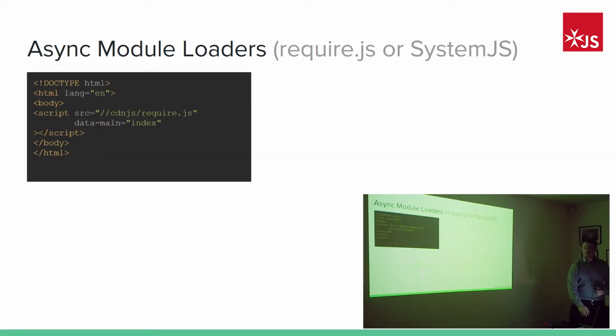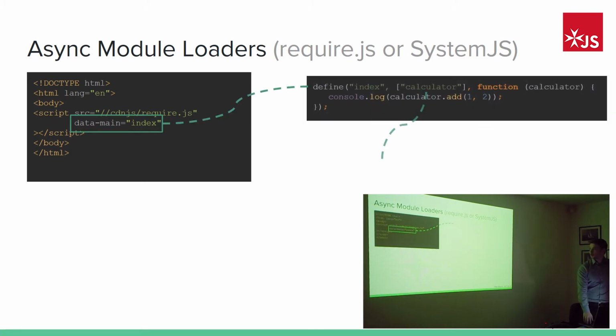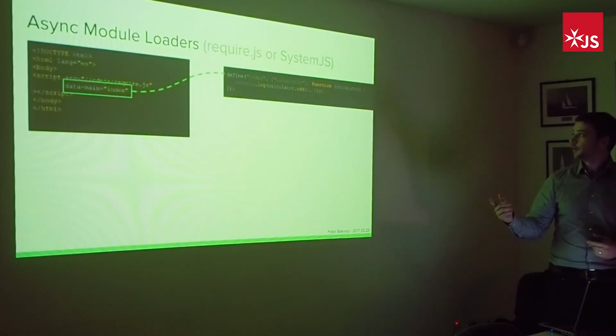The next step that came is that we actually started to use some kind of module loaders. For example, async module loaders like require.js or system.js. Like that, we actually loaded require.js in the template, not our application, and specified what is the entry file for our application. And what require.js or system.js does, it knows that we need that module, so it will send an HTTP request and start to download our index module.